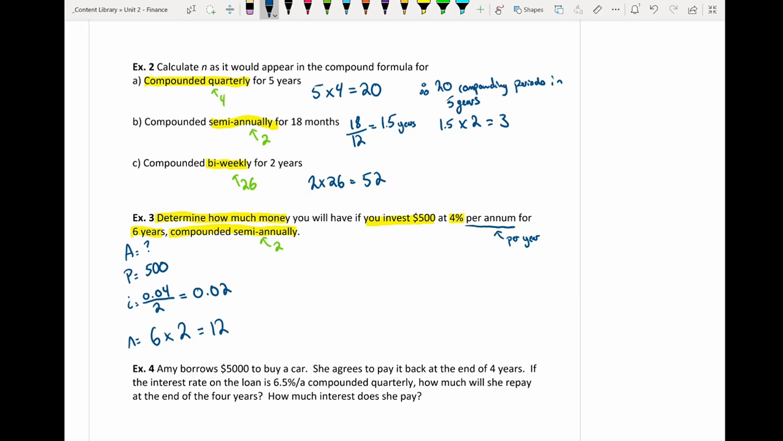Now what we have to do is just go through. We have our formula, A equals P times (1 plus I) to the power of N, and we can plug in our information. Once we do this, it just becomes a calculation that we can solve. So $634.12 is our answer. Therefore, you will have $634.12 at the end of this 6-year period.